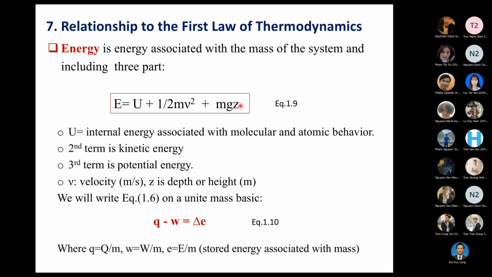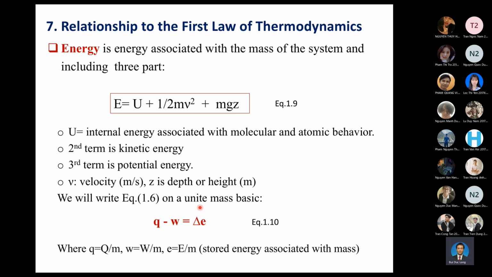I think you already know, V here is velocity, and z is depth or height. We can put mgh here also, or mgz. So we can write the equation.